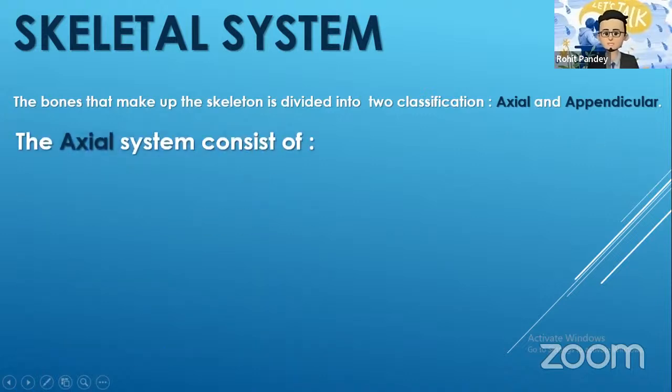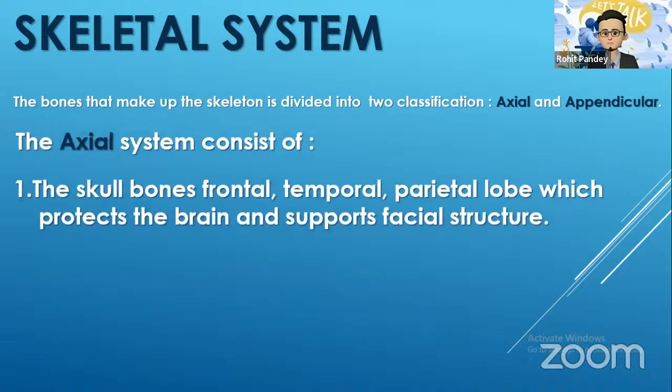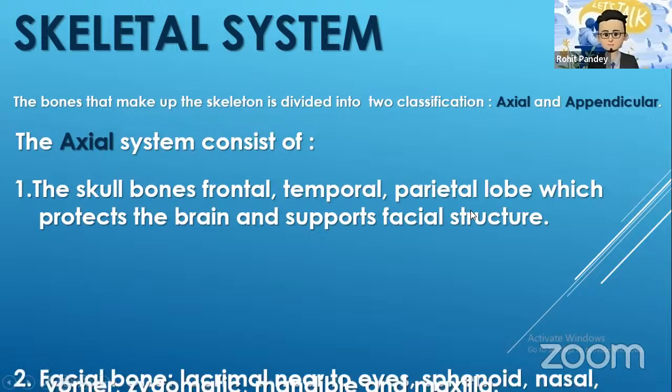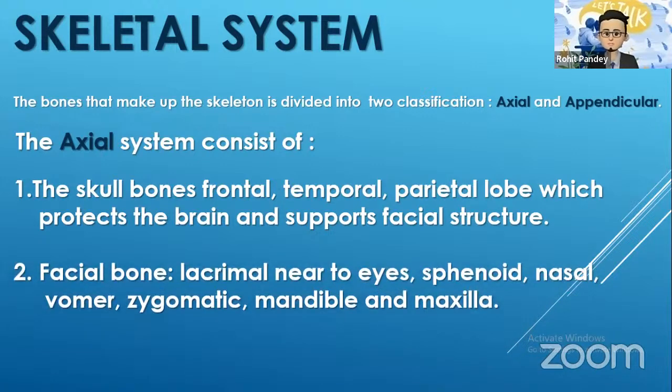The axial system consists of the skull bones: frontal, temporal, and parietal bone, which protect the brain and support the facial structure. Temporal is related to the temple, and parietal to the parietal lobe. In our skull there is the brain, and the brain and our facial structure are all protected by the temporal, frontal, and parietal bones.